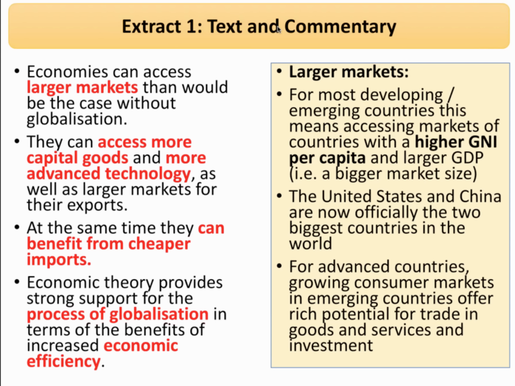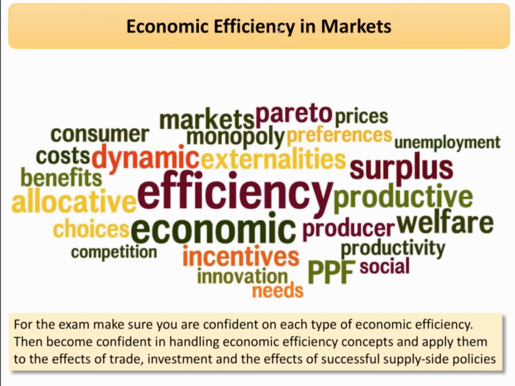Back to the extract. The extract talks about the benefits of globalization and things like advanced technology, cheaper imports, economic efficiency. So it's quite important in Extract 1, very important in fact, for you to be clear on what economic efficiency is and how the process of globalization could bring about a more efficient allocation of resources.